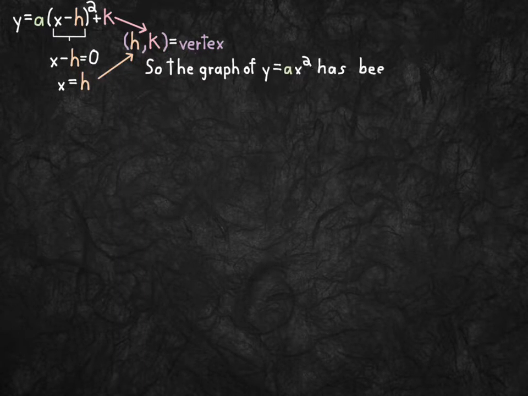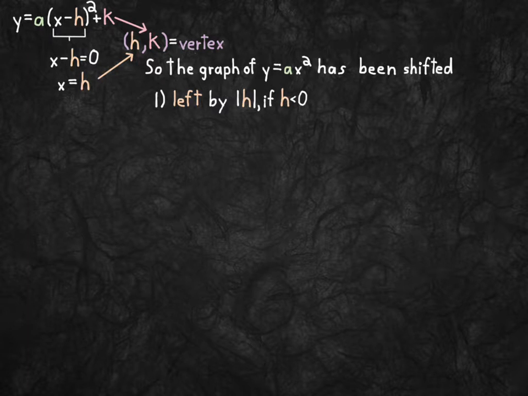So this tells us how the graph of the function y equals ax squared has been shifted to make the graph of y equals a times x minus h squared plus k. So what we have here is just a shift of the basic quadratic y equals ax squared. And so for y equals ax squared, the whole graph has been shifted left by the absolute value of h if h is less than 0. So for example, if h is negative 3, the graph has been shifted to the left by 3, not left negative 3. The negative gives you the left, and then you have to say how far to the left, which is 3, okay?